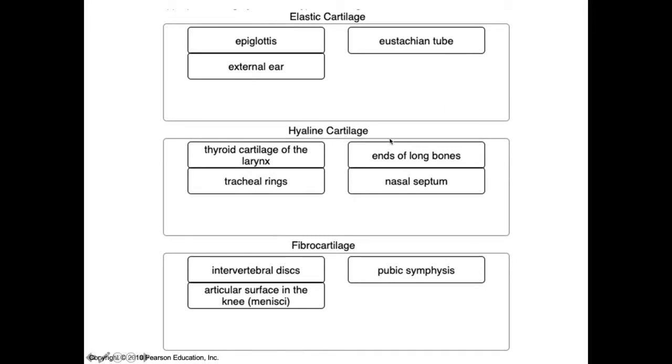Then we have hyaline cartilage. Hyaline cartilage is found at the end of bones. It is found in the nasal septum. It's also considered to be the thyroid cartilage of the larynx, right? That's kind of like the Adam's apple. And then around the trachea, we have these C-shaped rings called tracheal rings. That's called hyaline cartilage.